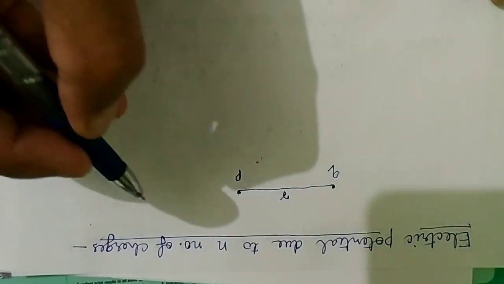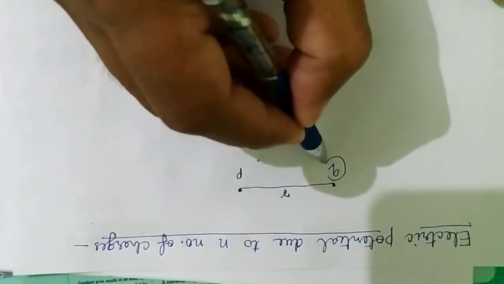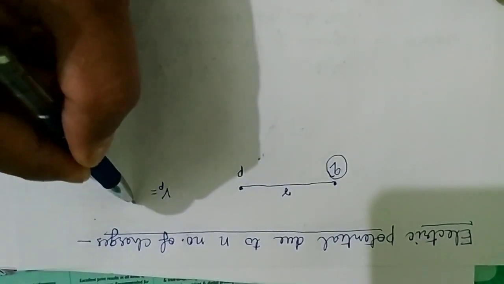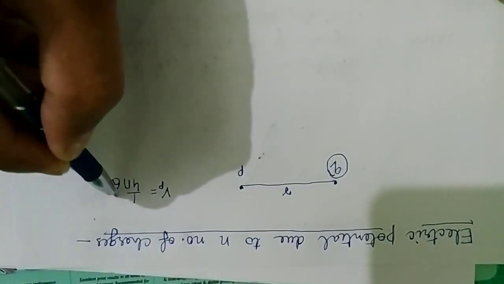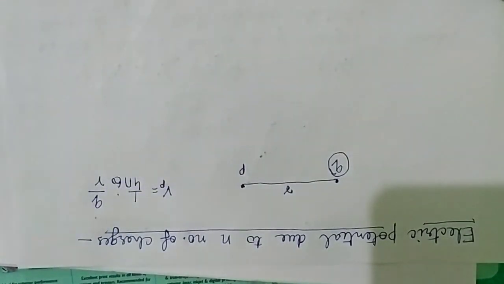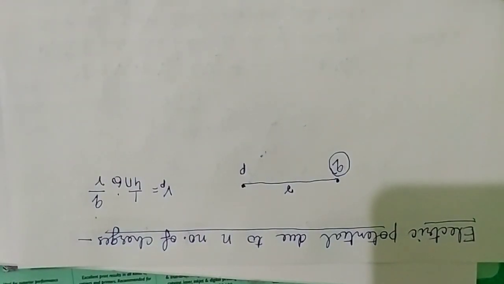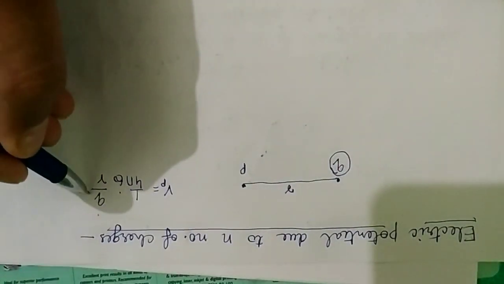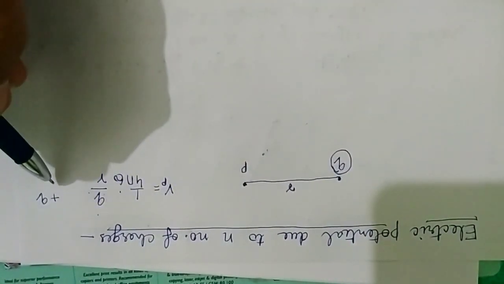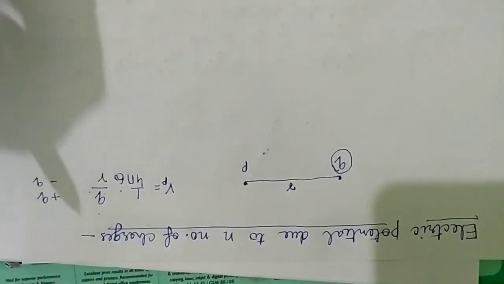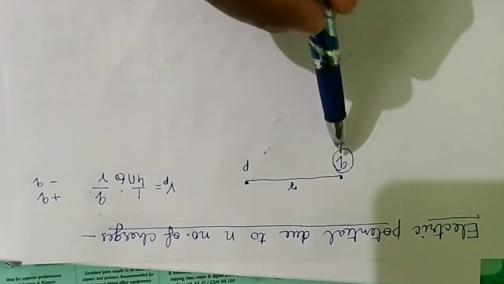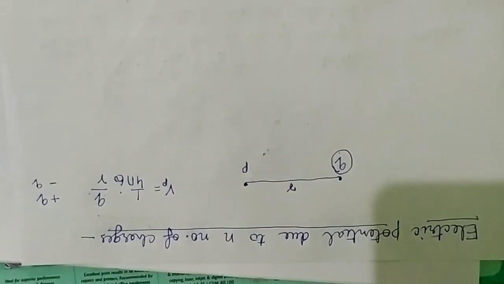Then the electric potential because of this charge at point P will be 1 upon 4 pi epsilon naught, the magnitude of charge, that is Q, divided by the distance R. Magnitude as well as the kind of charge matters. If it is a positive charge, I should add positive Q. If it is a negative charge, then I should add minus Q. Conventionally, we take this charge as a positive point charge.